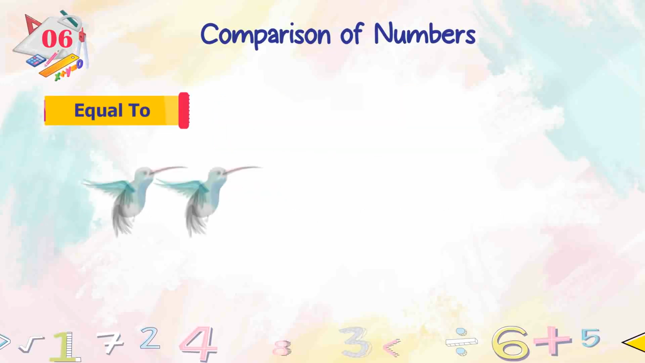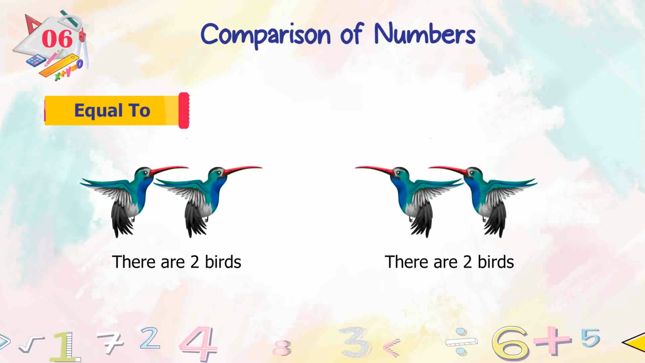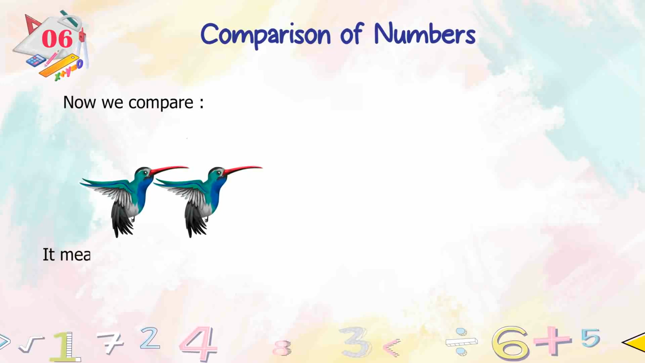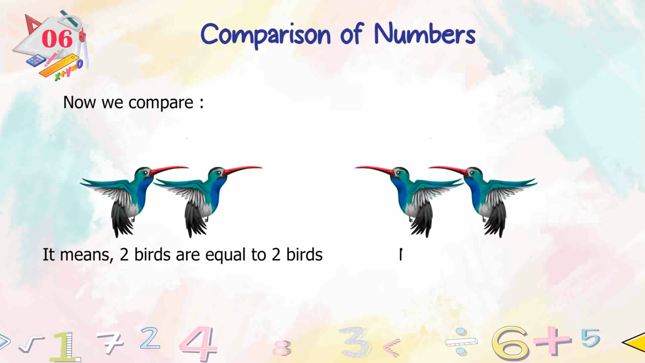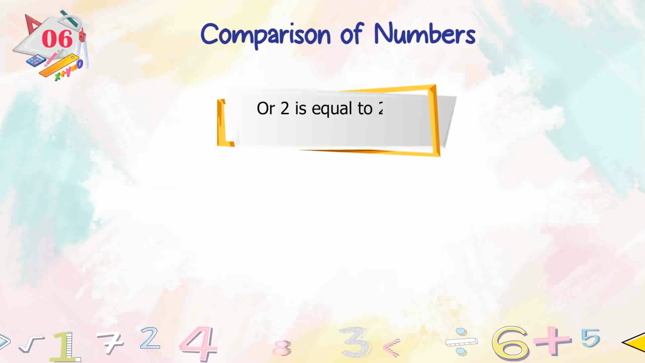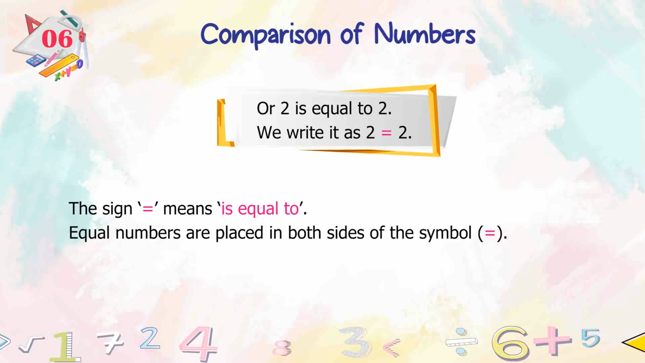Equal to. There are 2 birds. There are 2 birds. Now we compare. It means 2 birds are equal to 2 birds. No bird is extra. Or 2 is equal to 2. We write it as 2 is equal to 2. The = sign means is equal to. Equal numbers are placed on both sides of the symbol.